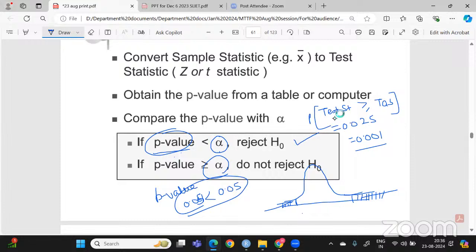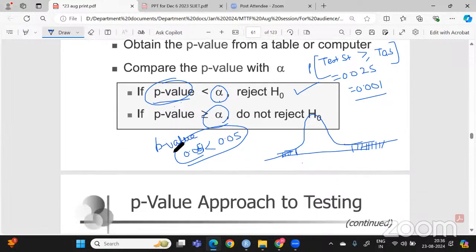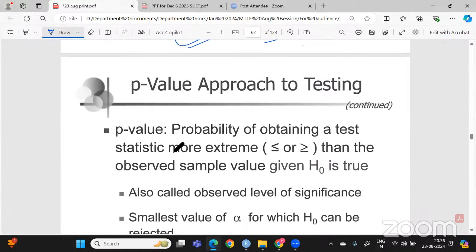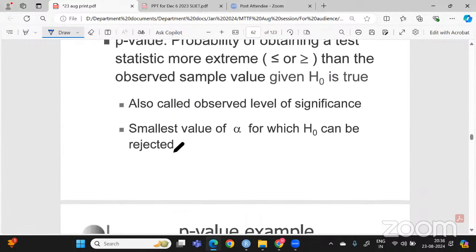So you must be aware of the concept of p-value, because whenever we see the output from any software, either R, Excel, SPSS, SAS, or JASP, they only provide the p-value. So p-value is very important, right? Just remember this condition: if the p-value is less than alpha, then we reject the null hypothesis. Otherwise, do not reject. This thing is clear, I think.